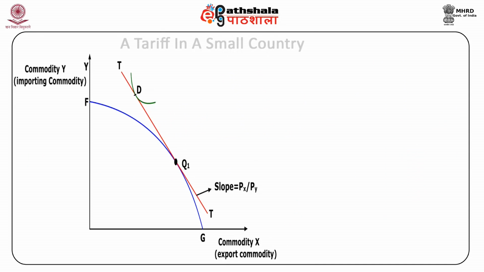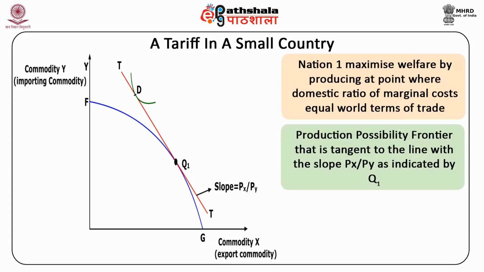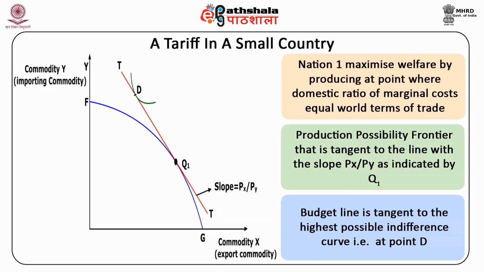The figure shows the position of the nation in the absence of tariff. Nation 1 will maximize its welfare by producing at that point where the domestic ratio of marginal costs equals the world terms of trade. The nation produces at the point on its production possibility frontier that is tangent to the line with the slope Px by Py, as indicated by Q1. This line is the economy's budget constraint, showing all the consumption points it can afford. So the nation chooses to consume where the budget line is tangent to the highest possible indifference curve, that is, at point D.